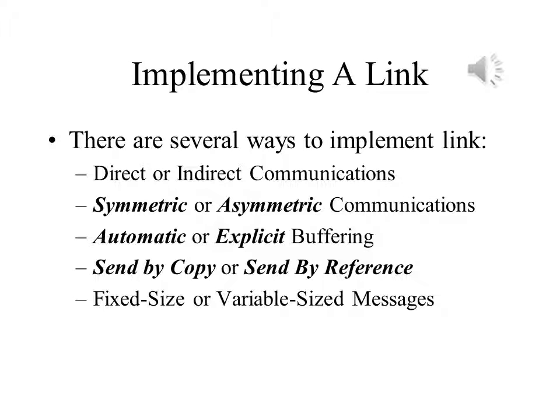Links can involve direct or indirect communications. We will discuss these at greater length. They can involve symmetric communications, where all processes are treated as peers, or asymmetric communication, where they are not. The buffering or temporary storage of the message may be explicit, where the sender has to handle the issues of buffering, or automatic, where all buffering concerns are invisible to the sender or receiver.